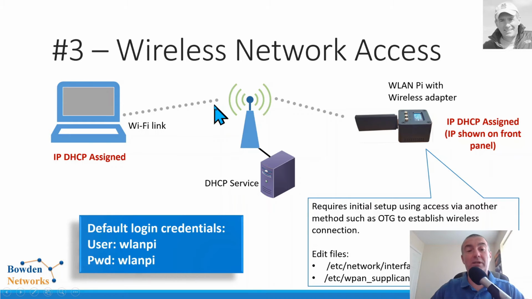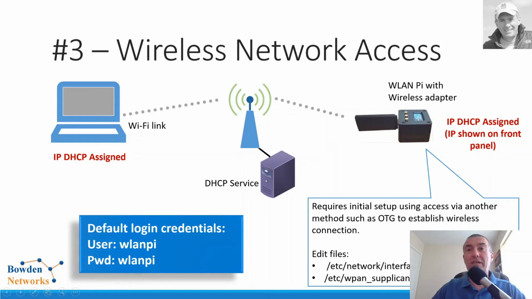So just very quickly, looking at the scenario we're going to be testing now, we've got my laptop, which is going to get an IP address DHCP assigned from the wireless network. We've got a wireless network of some sort with a DHCP service, and then we're going to configure the WLAN Pi to become a wireless client, join the wireless network, and we should be able to SSH into it again.